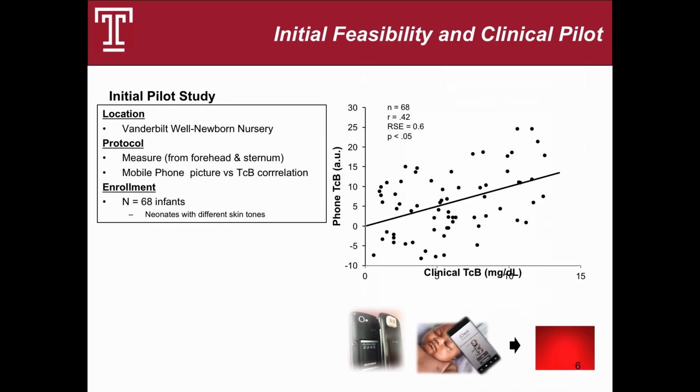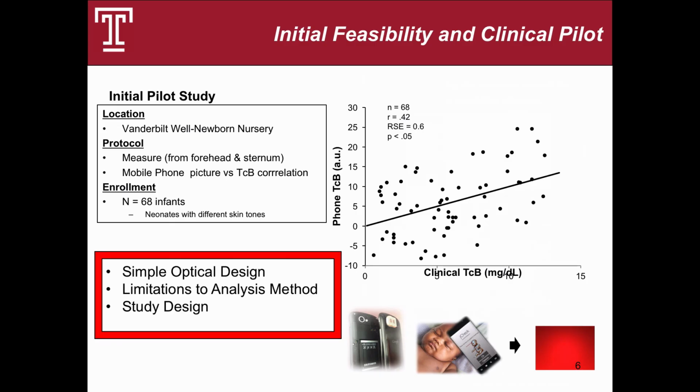A few years ago, we presented our feasibility study, which was conducted at Vanderbilt University, where we measured the forehead and sternum of the baby with our device and correlated results with clinical TCB. What we got from that study is that there was a positive correlation between the clinical TCB and our device, but there was an unacceptable amount of error associated with the device. So moving forward, we wanted to build upon the things that worked well and improve upon our design, some analysis methods, and study design.